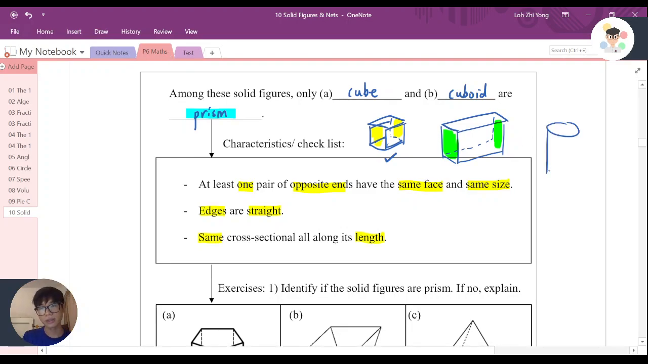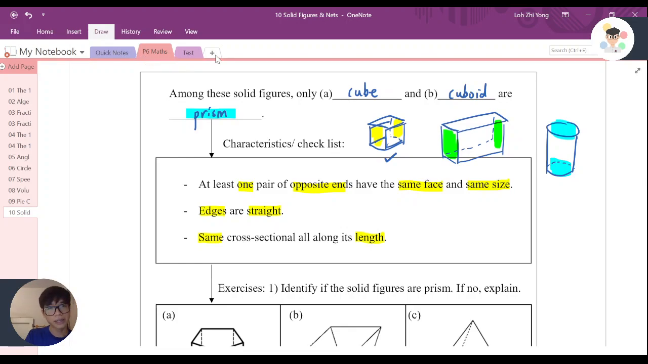Now, a cylinder is also the same, right? Okay, I'm not drawing that nicely. At least one pair of opposite ends. Correct, right? There's one pair here and here. Edges are straight. Same cross-section all along its length. Yeah, see, it's all the same.